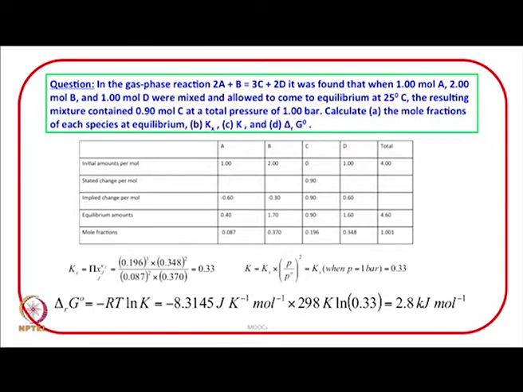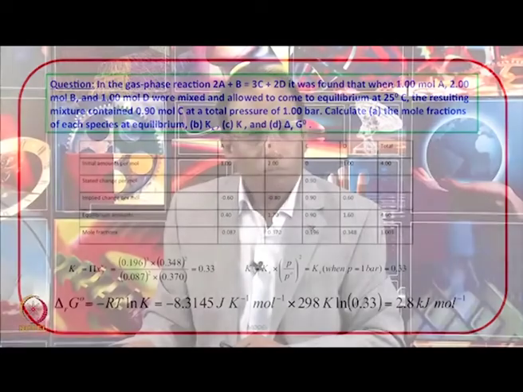So, this question describes how you can make use of the information on just the amount of one of the reactants or one of the products to calculate the amount of the other species present at equilibrium. And once you know the amount of each species present at equilibrium, then you also know the total amount. You can calculate the mole fractions, and from the mole fractions one can calculate Kx, and once you have Kx and the total pressure information, you can calculate the value of K.